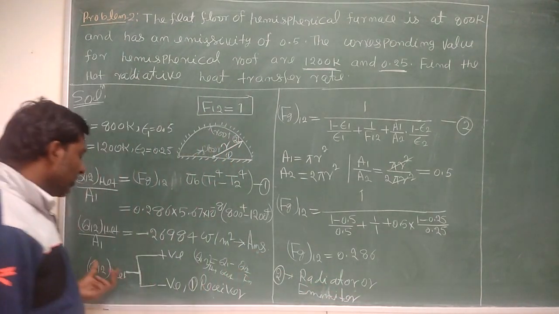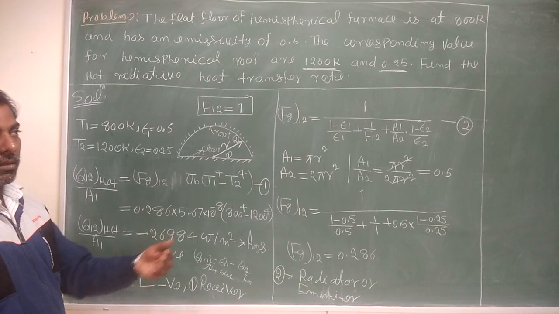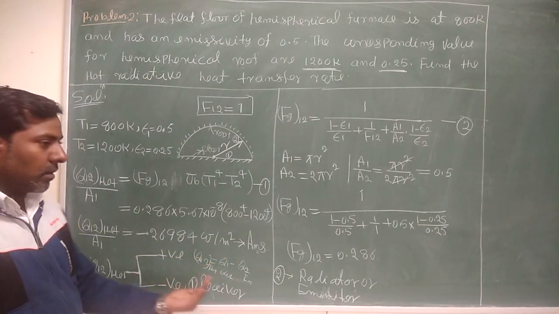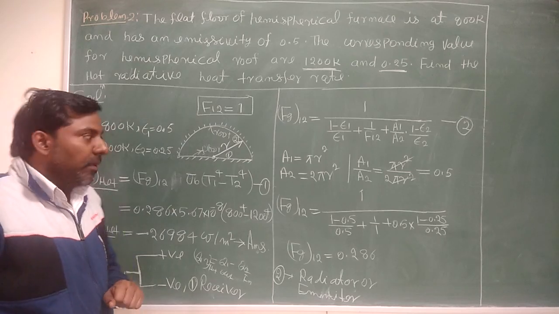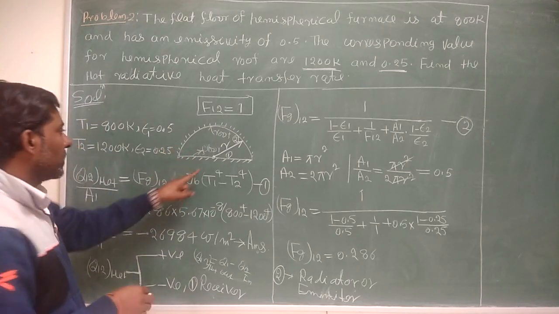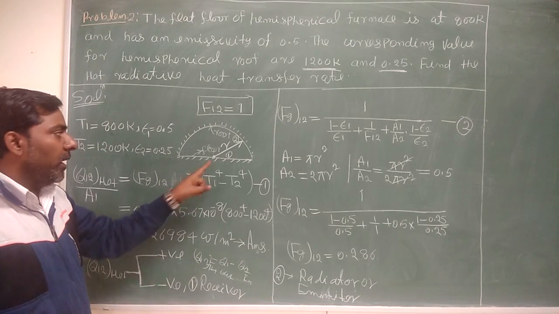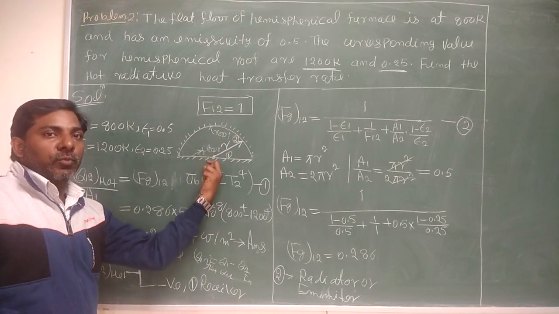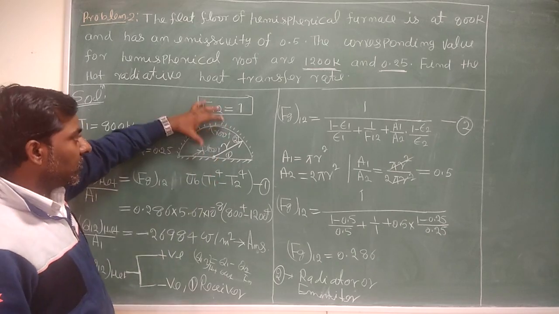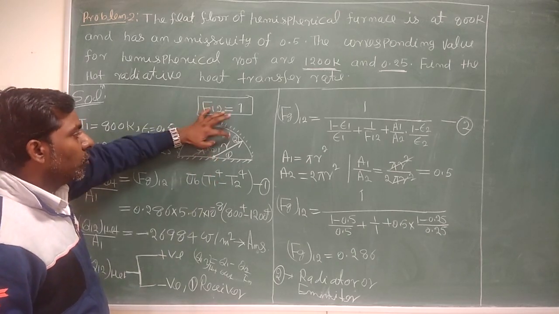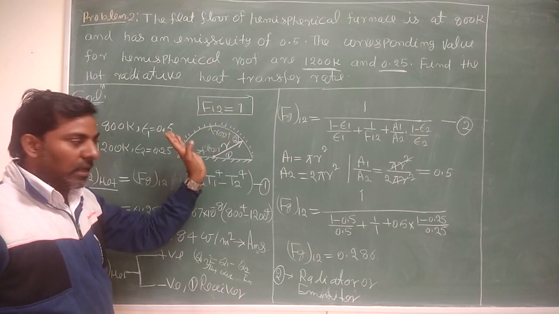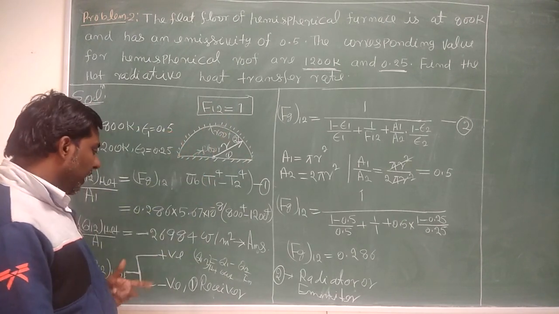So this negative sign means that net radiation is coming on surface 1. It means the net heat transfer rate is not from 1 to 2. It is from 2 to 1. So the net direction of heat transfer is from 2 to 1. So this 1 will be the receiver and this 2 will be the radiator or emitter. That is the meaning of the negative sign.